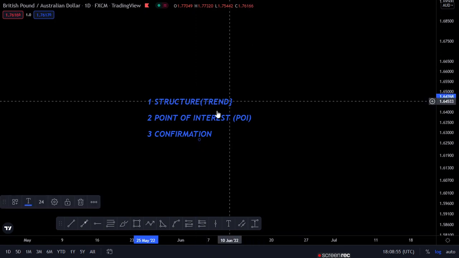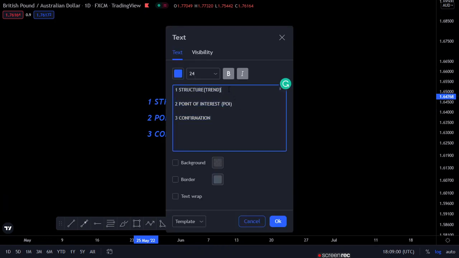As a swing trader and a long-term market analyst, I start from the daily time frame. I do this on the daily, and then on either the 4 hour, 3 hour, 2 hour, or 1 hour.